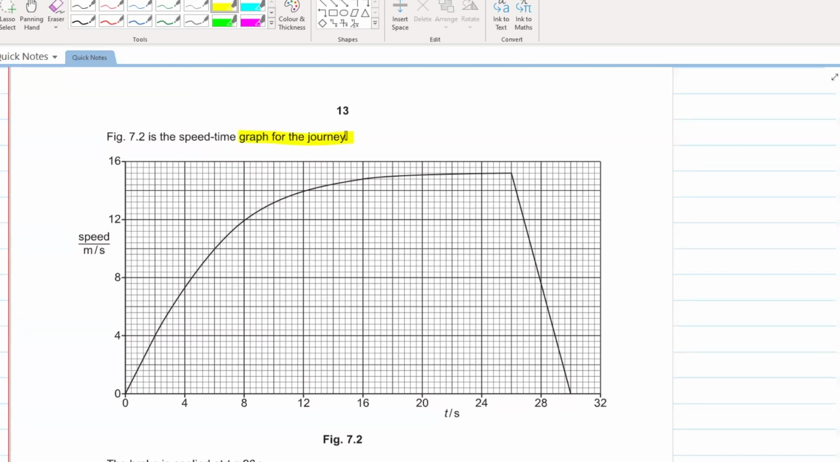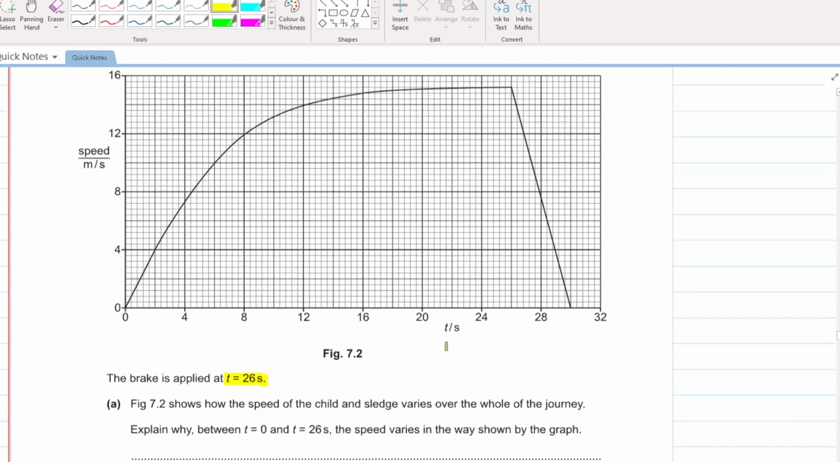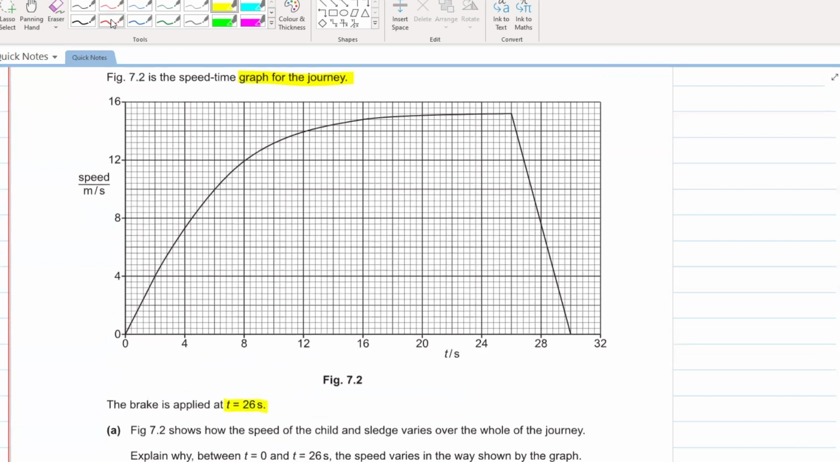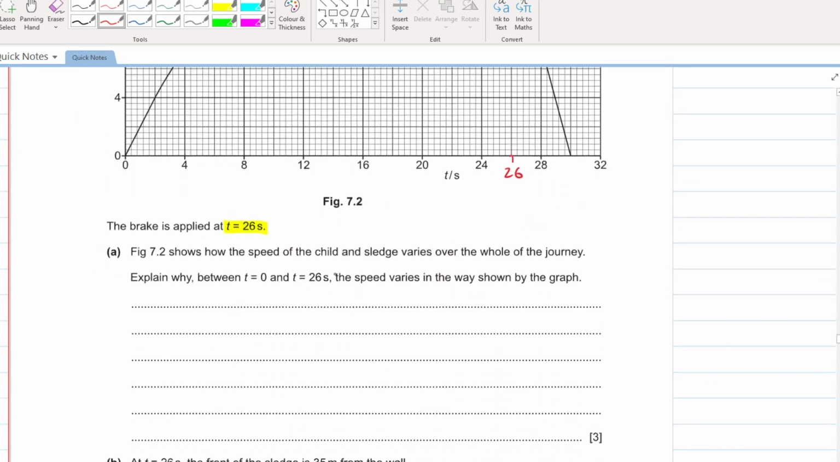The brake is applied at time t equals 26 seconds. You can see here at time t equals 26 seconds, you are applying a brake, your velocity is decreasing. Figure 7.2 shows how the speed of the child and sledge varies over the whole journey.